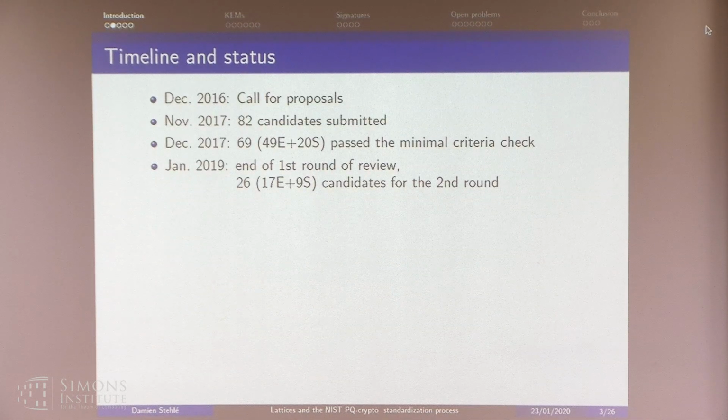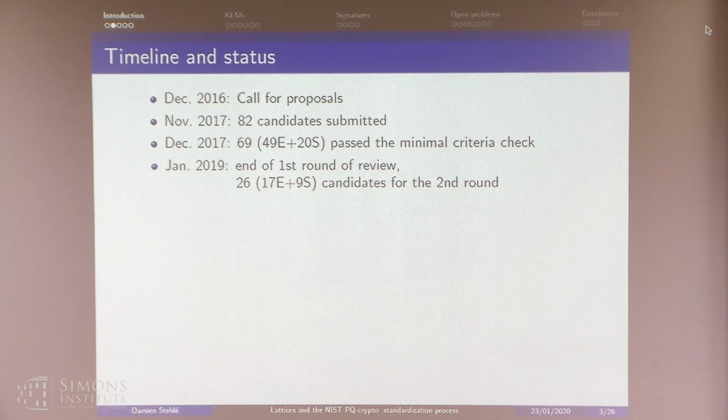Okay, so some timeline. So the call for proposals was like 3 years ago. 82 candidates were submitted. 69 passed the minimal criteria check. So I don't know what the others missed. Out of the 69, more encryption schemes or more KEMs than signature schemes. Far more. Then a year ago, there was the end of the first round, and 26 candidates appeared in the second round. I don't say passed to the second round because some of the candidates are merges of round one candidates. Still more KEMs than signatures.